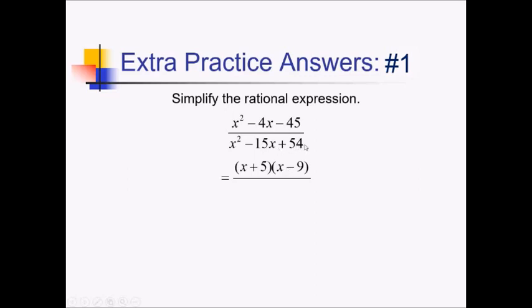Let's do the denominator. We need factors of 54 that add up to negative 15. So 1 and 54 doesn't work, 2 and 27 doesn't work, 3 and 18. Well, that would work if one was negative and one was positive, but they both have to be negative, because it multiplies to a positive, adds up to a negative. So let's keep going. How about 6 and 9? Well, yeah, negative 6 and negative 9 adds up to negative 15. So we have x minus 6, x minus 9. And now these common factors of x minus 9 will cancel. So that leaves us with x plus 5 over x minus 6.